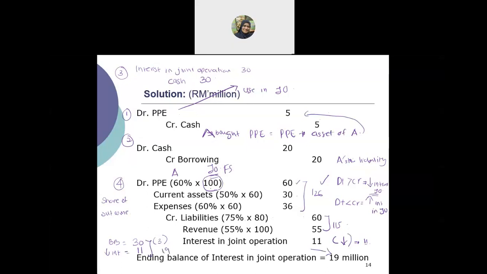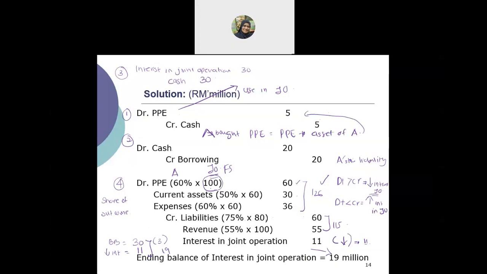Okay, any question for this example? You need to add journal entry number 3. If not, then you won't know why the ending balance becomes 19 here. Any questions that you have for these examples? Please, any questions? Any of you still have questions on these examples? This is about joint operations.